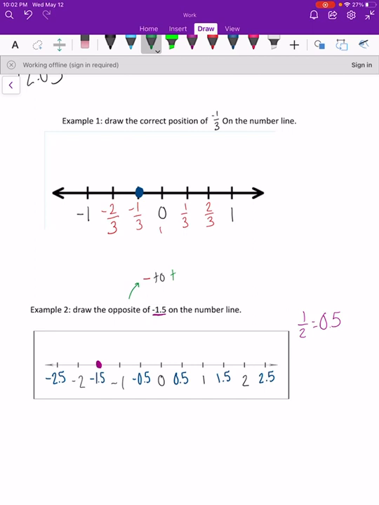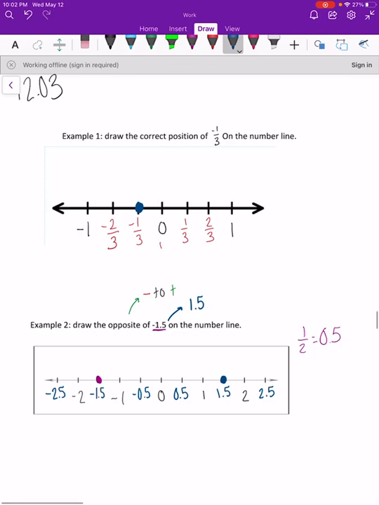So the opposite of negative 1.5 is positive 1.5. So we've put a dot at 1.5. Here's our answer. That's the opposite of negative 1.5. And that's all we have for this video.